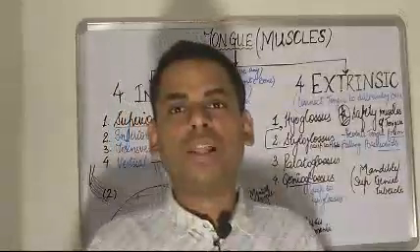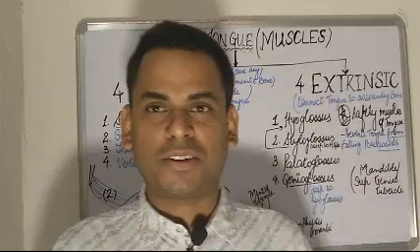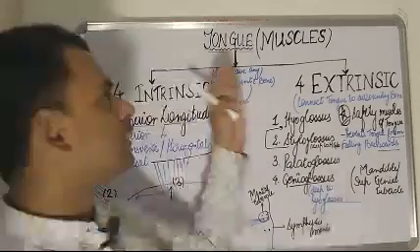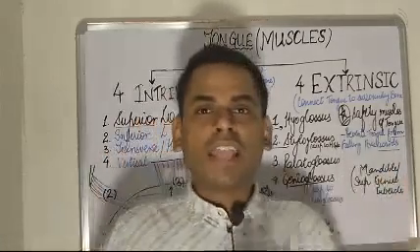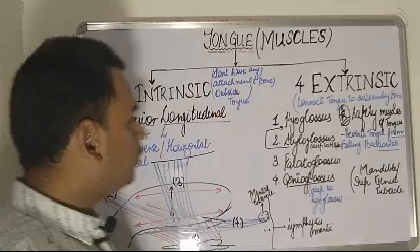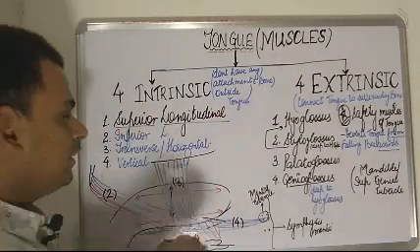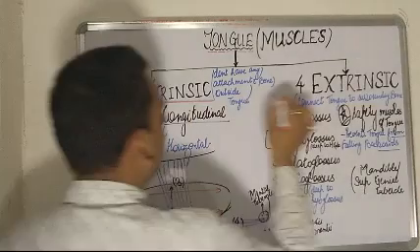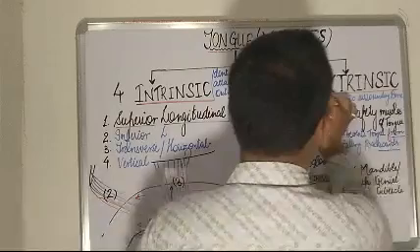Human Anatomy series, and today the topic of my discussion will be about the muscles of the tongue. They can be broadly divided into two broad categories, the intrinsic and extrinsic muscles.